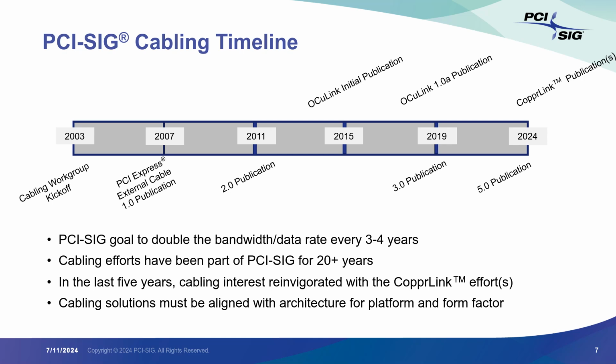But in the last 5 years, the new interest in cabling is really sparked by newer platform architectures and applications that were created to support more disaggregated architectures. And that's really what's led to what's known today as CopprLink. And the combination of these cabling efforts in PCI-SIG is really marked by a requirement from system developers and users to align the platform performance and architectural expectations with form factor and physical requirements.